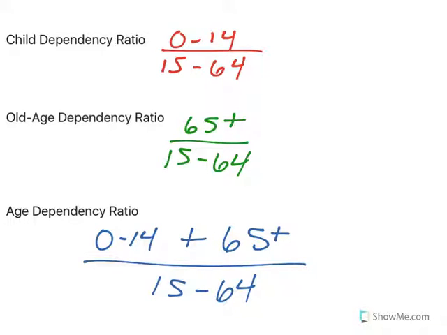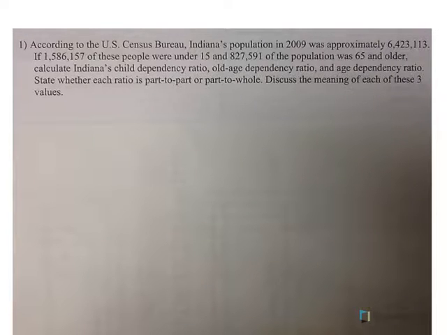Now let's go ahead and put them into practice. According to the U.S. Census, Indiana's population was approximately 6,423,113. If over 1.5 million of those people were under 15, so these are our children, over 827,000 were our oldies. Calculate our different ratios.